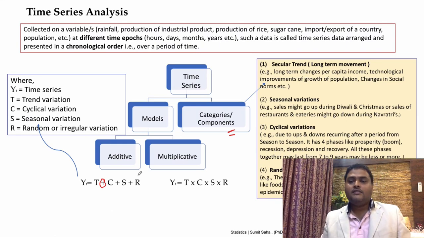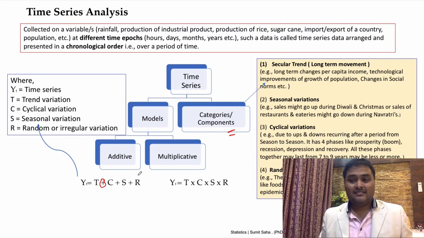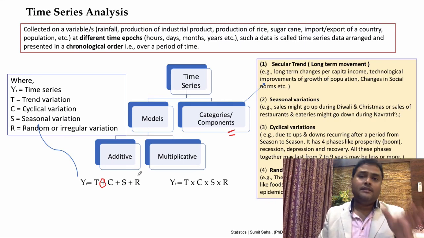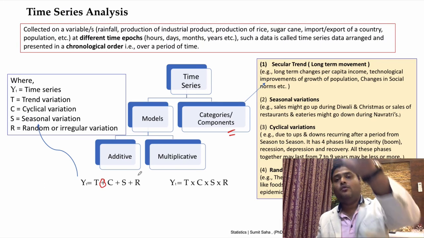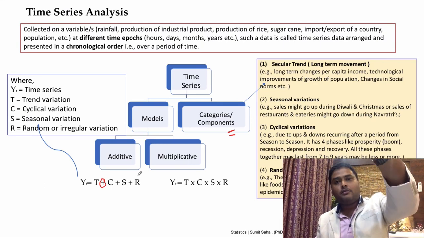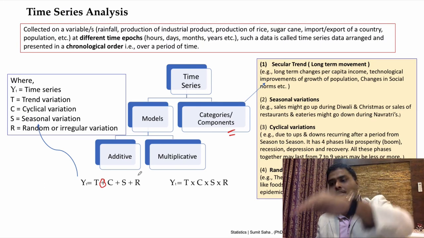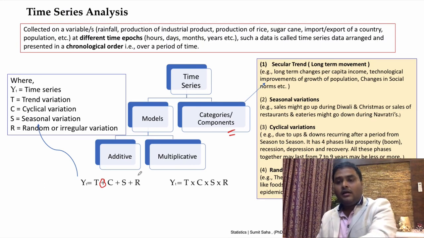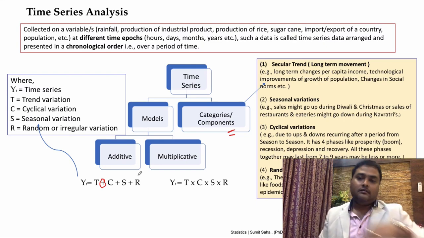All these phases together may last from 7 to 9 years. It may be slightly less than that. Let's take an example of cyclical variance. If you are in a business, you cannot think that your business will go high, high, high. It will be a prosperity level, then it will go down, decline, deep recession, where you will struggle hugely, and then again you will recover. That is the cyclical variance.